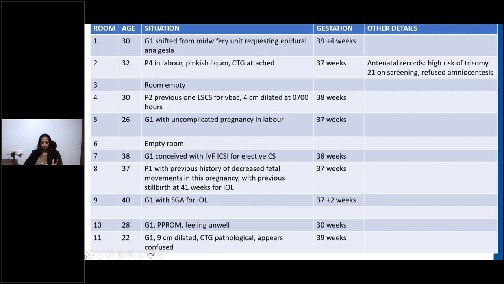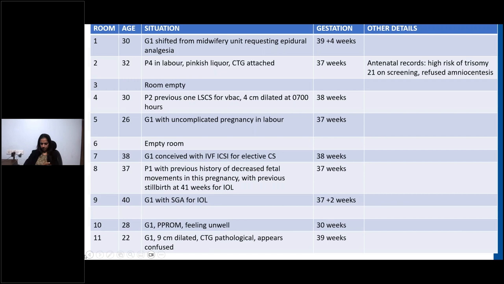Next room is room number 11. Here she is 9 centimeters dilated with a pathological CTG, and appears to be confused. I would like to know how her antenatal period was, and what her observations are at this point in time, ma'am. Her blood pressure is 90/60 millimeters of mercury, okay. No other information, okay, ma'am.